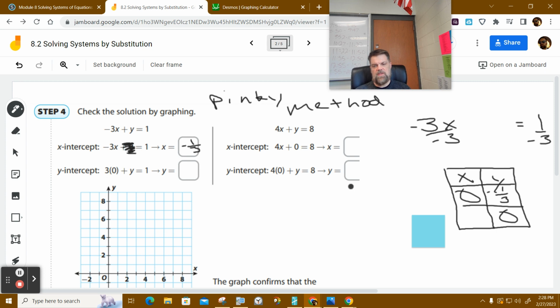Now, if I do the same thing for x, then the x term goes away, and I have y equals 1. I'm sorry, I put that in the wrong spot. This is -1/3, and this is 1.